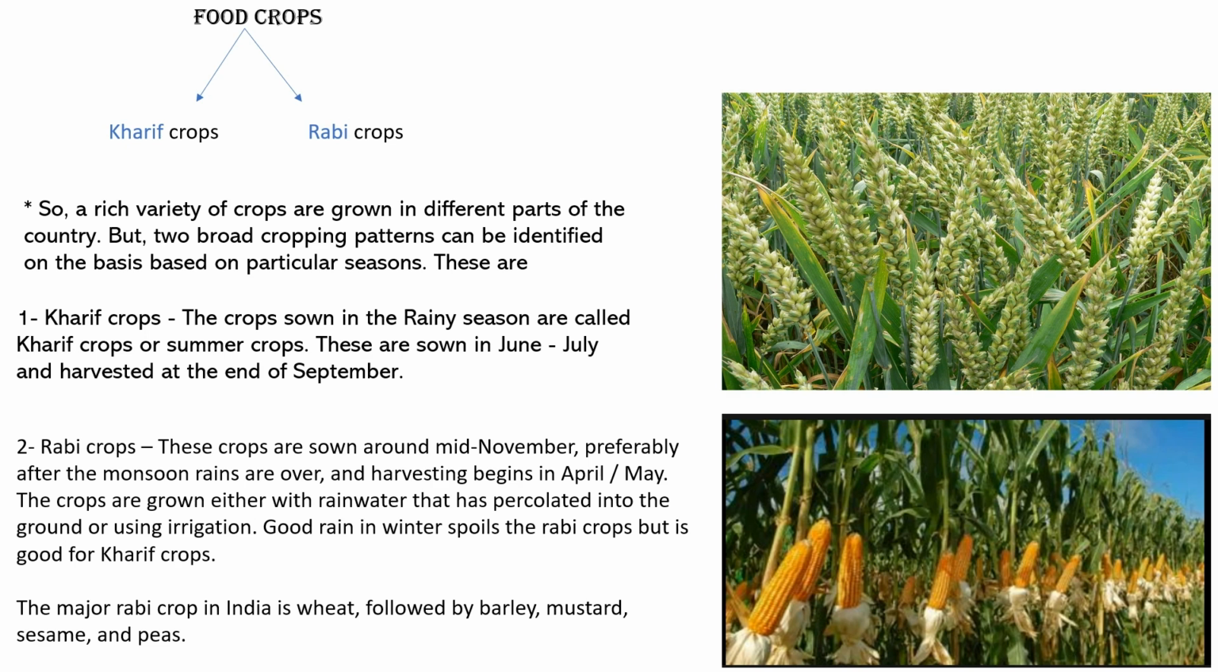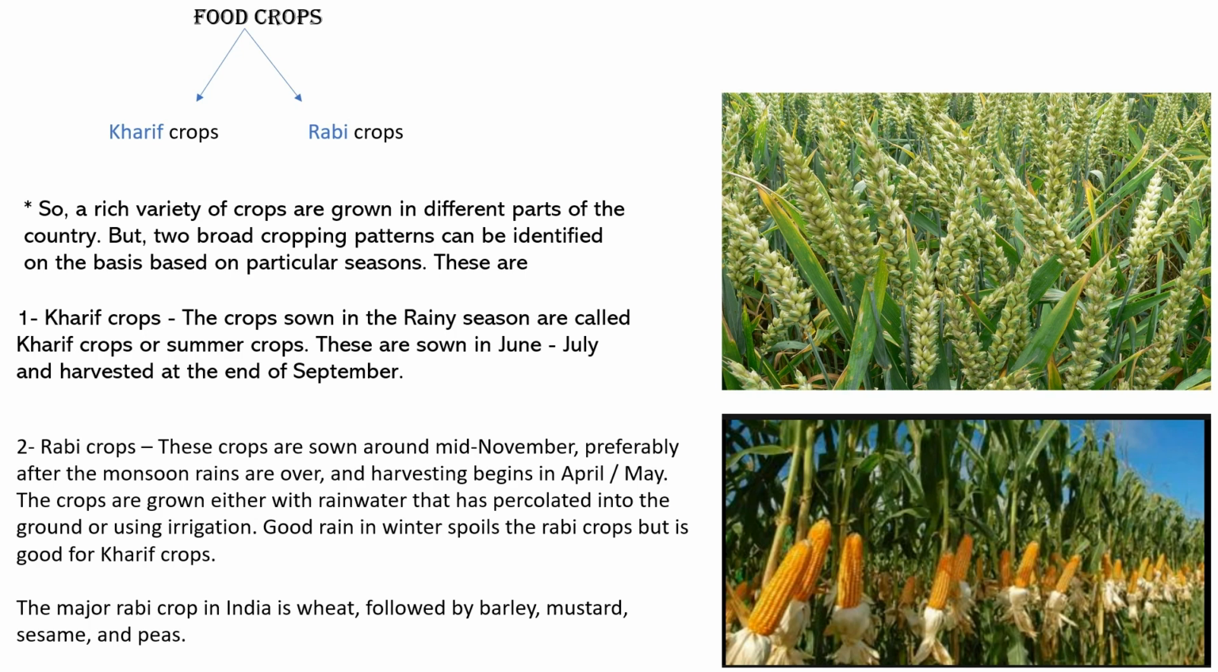Good rain in winter spoils the rabi crop, but it is good for kharif crops. So if you pass some fields while you are traveling and you see crops submerged in water, those are kharif crops. Even a little bit of rain is okay for rabi crops, but not too much, like a thunderstorm or violent cyclone, which won't be preferable for the rabi crops.